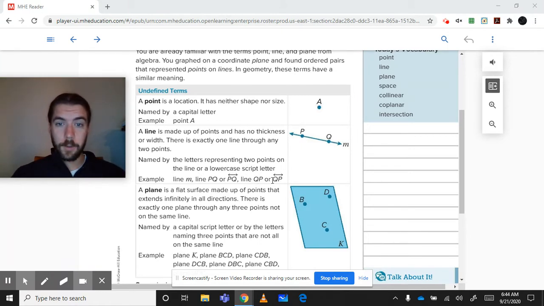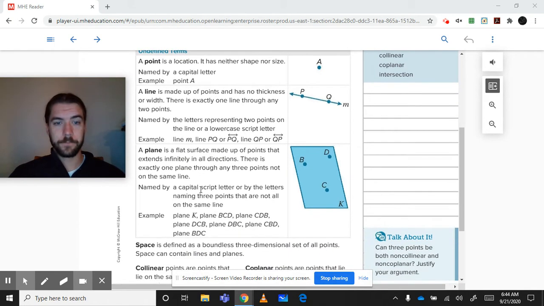Or you could write the two letters in the opposite order, because it doesn't really matter if we're saying from P to Q or from Q to P. It's going to be the same line, no matter which direction we're thinking about.